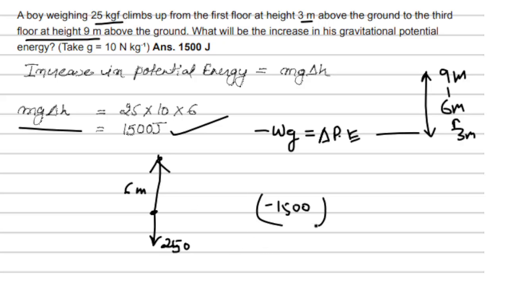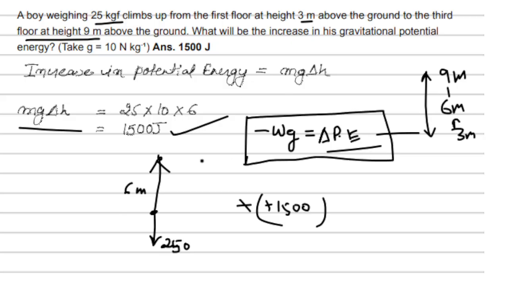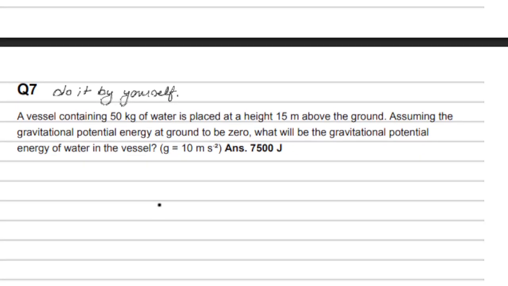And now if you use this formula, you have to do negative of work done by gravity. This will cancel out. So the change in potential energy is positive. The potential energy is getting increased. So this formula can help you in case you are confused about which force to take. Okay, let's go next. Question number 7.